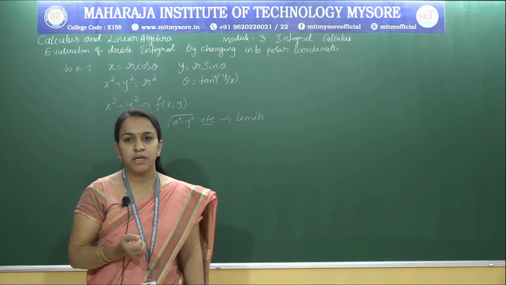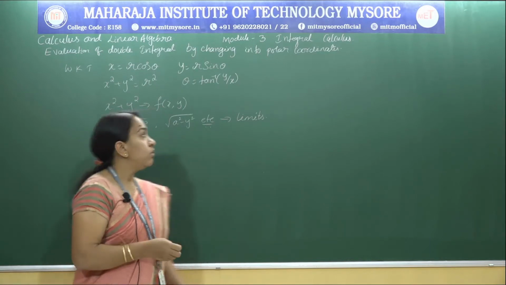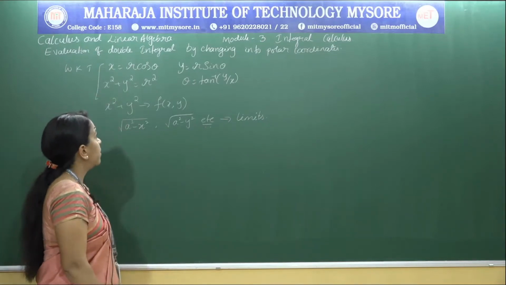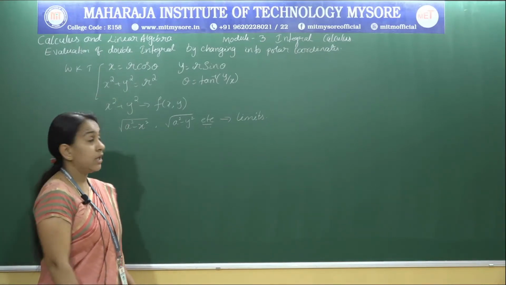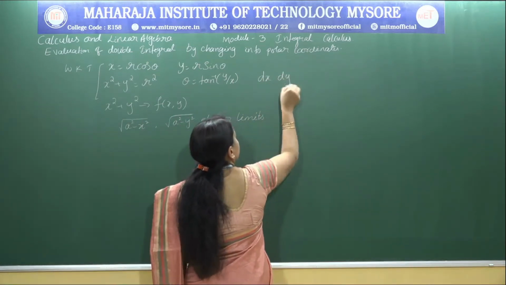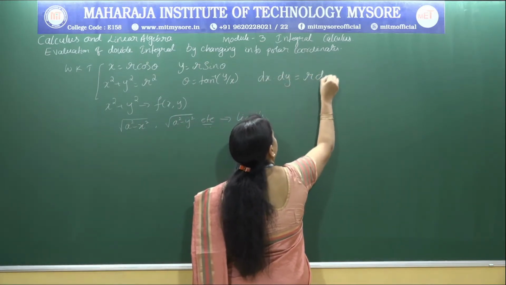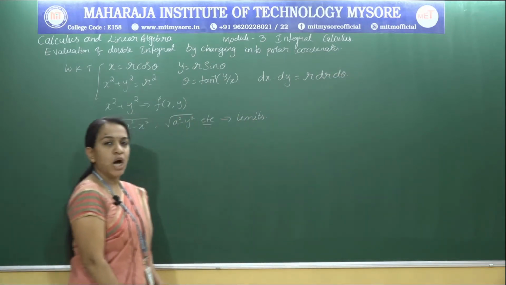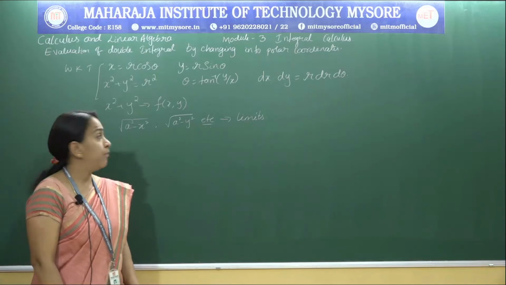So, that is why we change the given Cartesian form to a polar form, so that it is easy to evaluate a double integral. And also, if we consider x equals r cos theta and y equals r sin theta, our dx dy will change to r dr d theta.